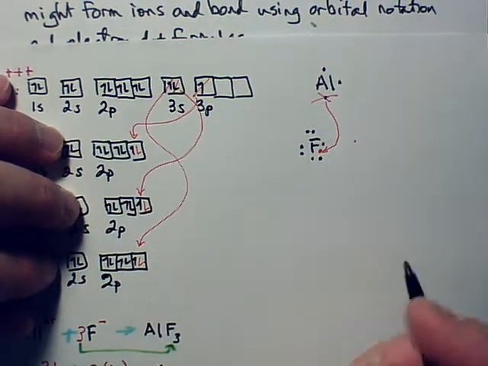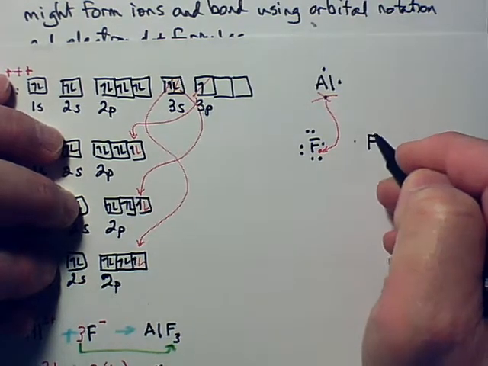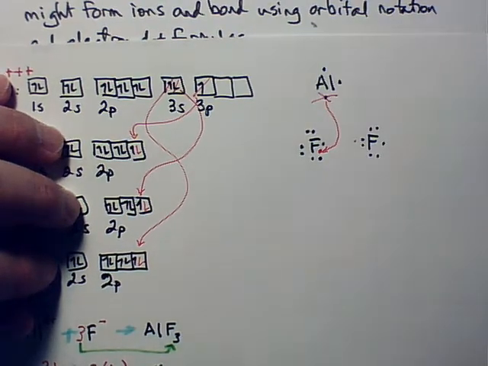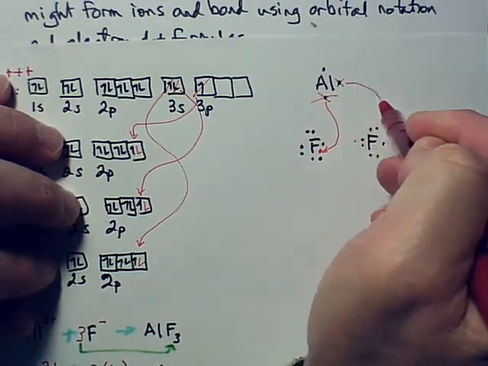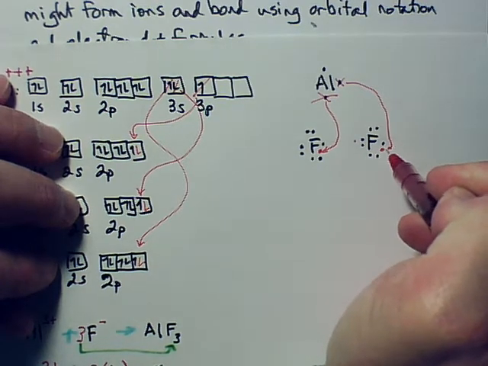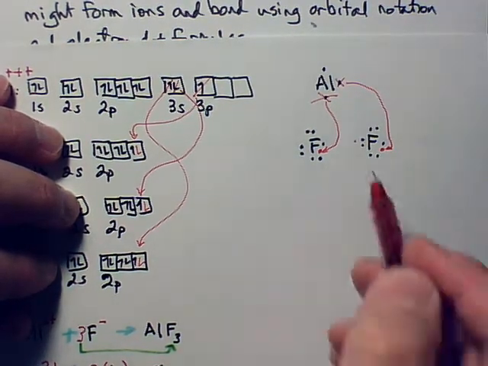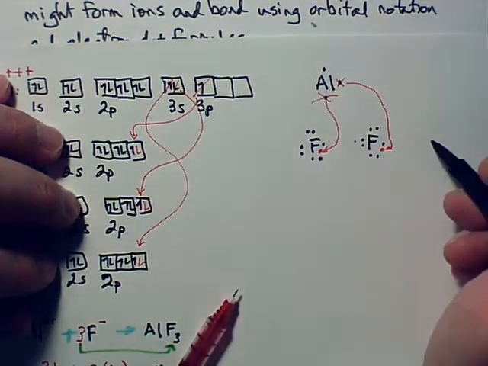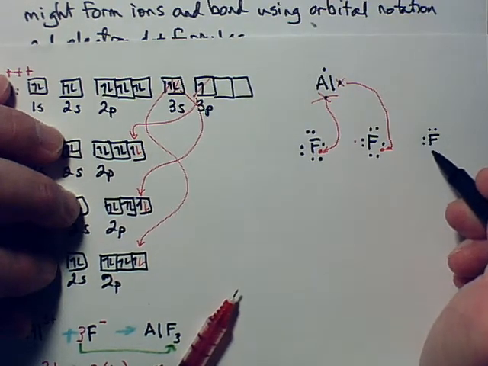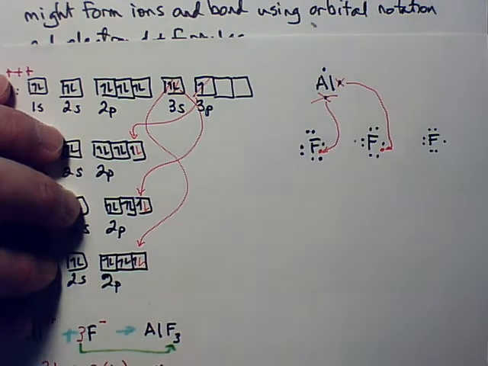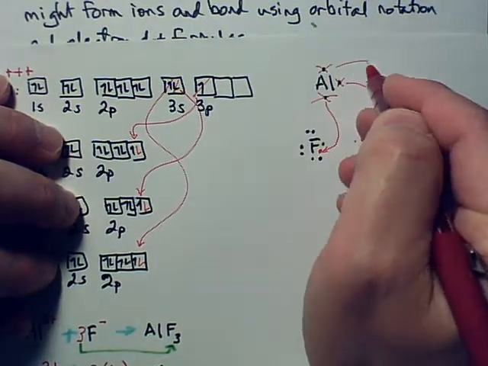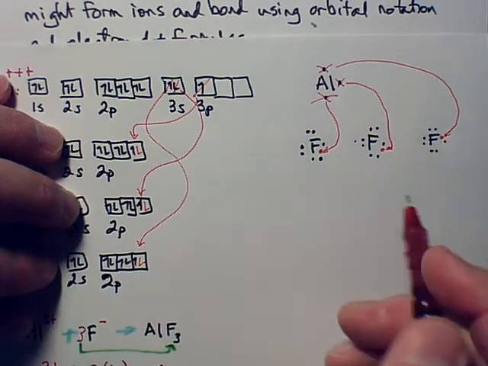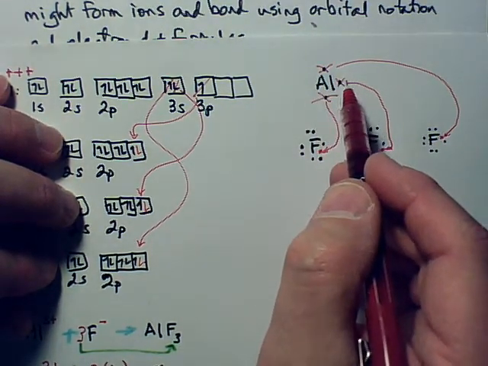I still need to get rid of 2 more electrons from aluminum. So I need another fluorine here. And then I can take this electron and move it down here. Okay. And that takes care of that fluorine. But aluminum still got another electron it wants to get rid of. So let's take this one and move it down here. Okay. So now the aluminum has gotten rid of all of its electrons.